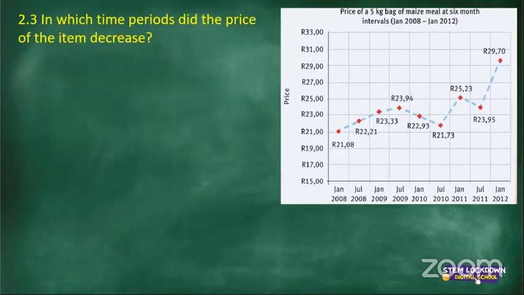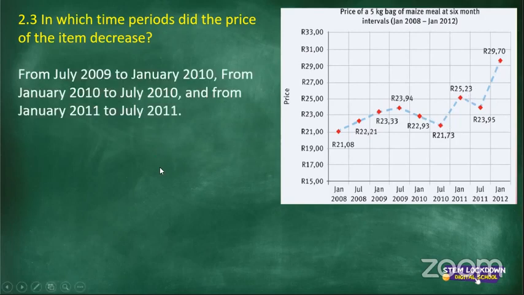In which time periods did the price of the item decrease? In which time periods did it increase? Did the price go down? These time periods here. The price went down from July 2009 to Jan 2010, and then it also decreased again from Jan 2010 to July 2010. It also decreased again in Jan 2011 to July 2011. So those are the time periods, the ones I've just explained. You just look at your graph where it's decreasing. Those are the time periods where it was decreasing.